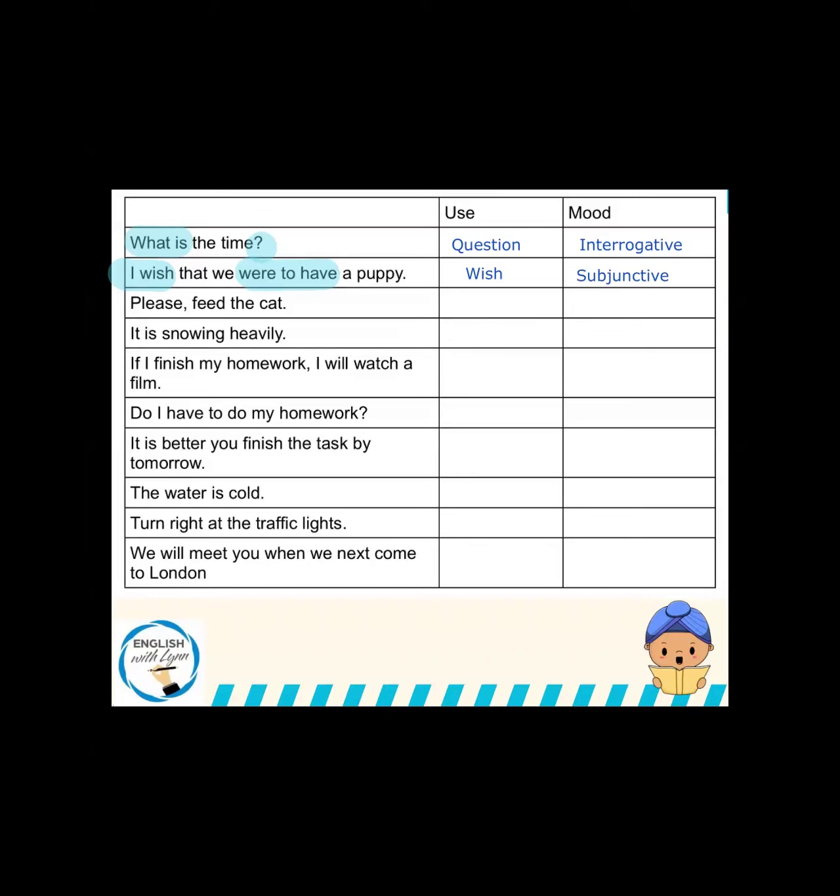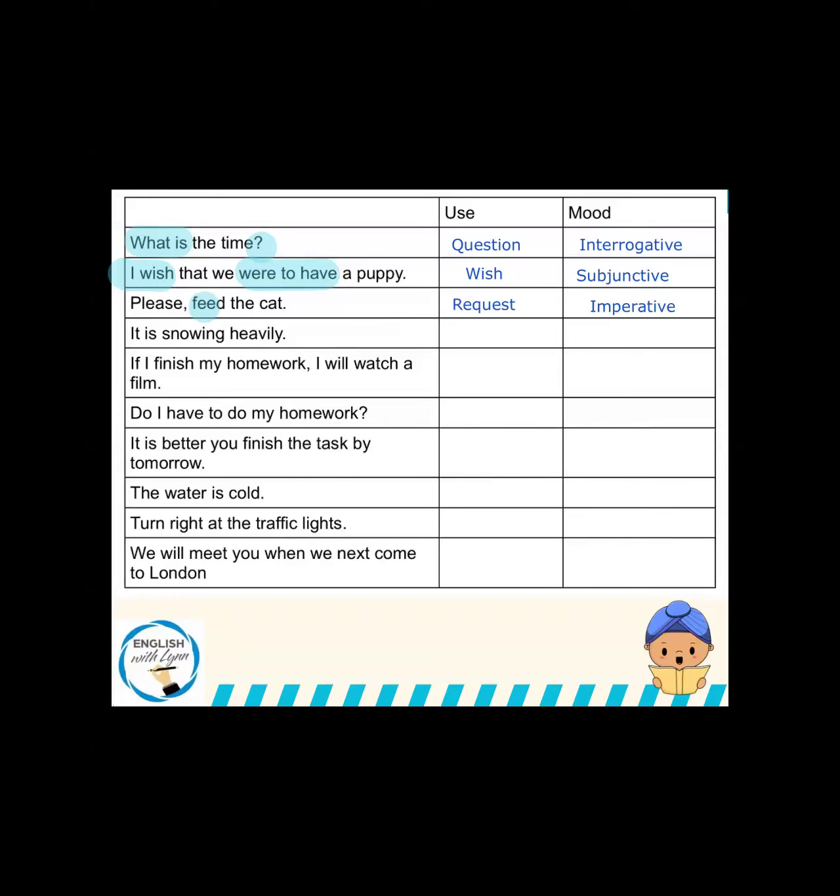Okay, so the next one, please feed the cat. I've got feed as my verb there, but because I have the please part at the beginning, I'm making a request rather than a demand. So if I'm making a request, that would be an imperative, the imperative mood within that sentence.